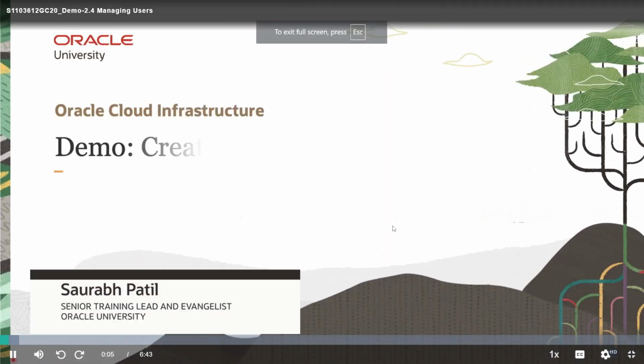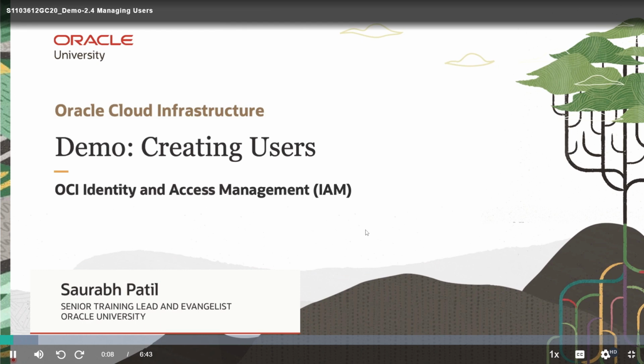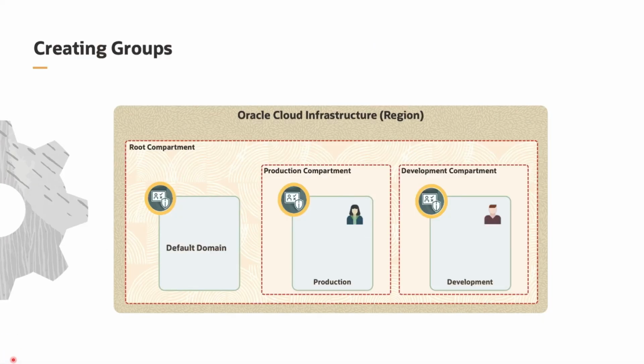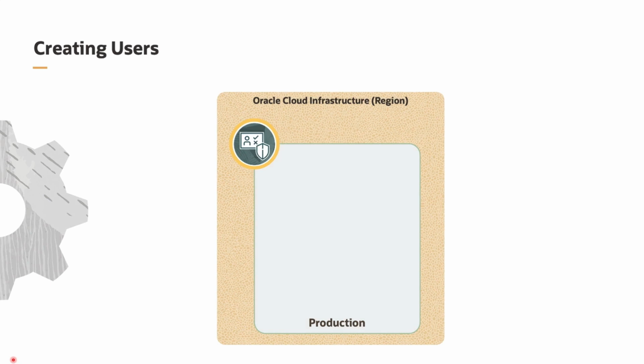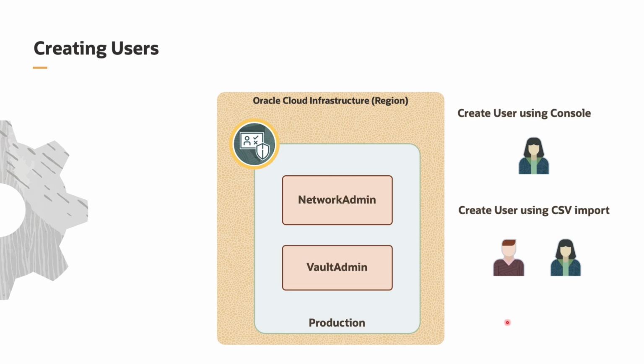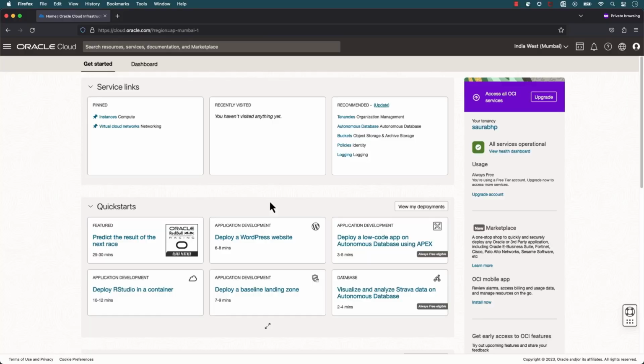Welcome back. In this demo on creating users in OCI IAM, we will use the same use case where we have two domains, production and development, within our tenancy. Then in the production domain, we created two groups, network admin and vault admin. Now in this demo, we will create three users, one using the console and adding it to the network admin group, and two more users using the CSV import option, adding one of them to the network admin group and the second user to the vault admin group. So let us go to the console and see this in action.